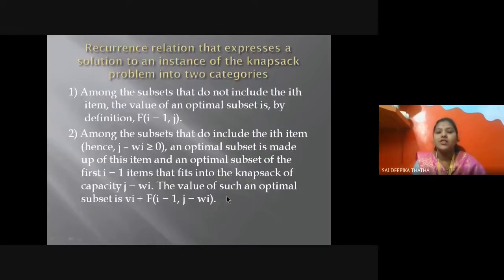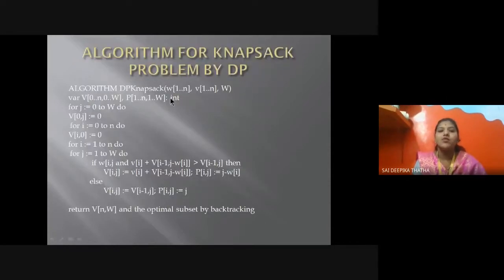This is the one which we will find at last to find the optimal set which fits into the knapsack. And this is the algorithm to find the knapsack using dynamic programming. Here you can see the cases. If my j value ranges from 0 to W, I need to proceed with V of 0 comma j equal to 0. Actually, this is the initial condition of the knapsack problem. And here also, i equal to 0 to n, then V of i comma 0 equal to 0.